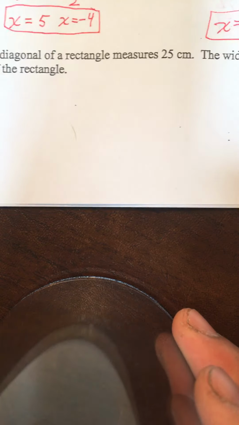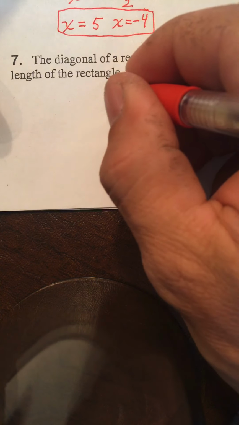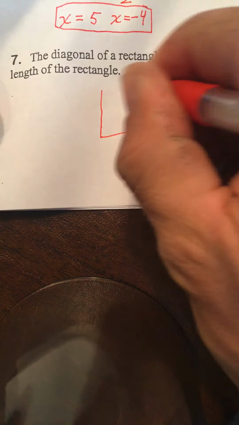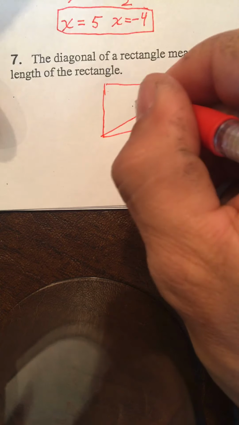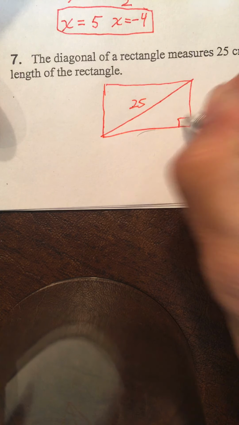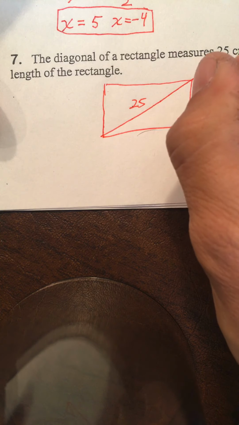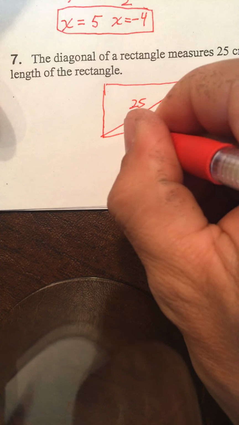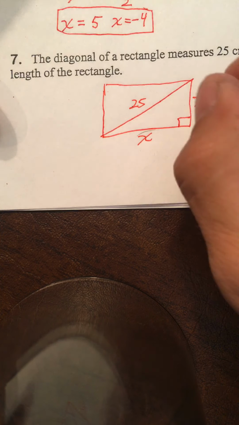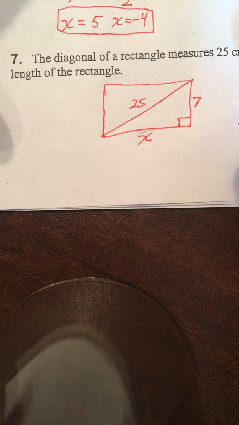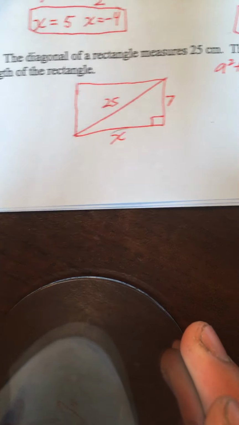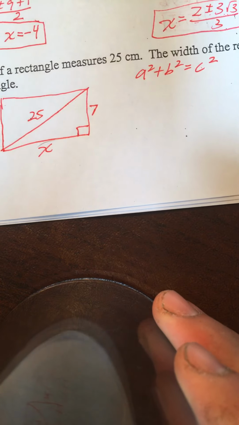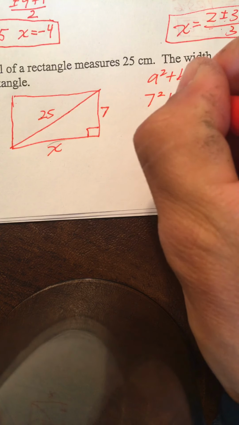Okay? Last problem here. It's talking about a rectangle, and it has a diagonal. Okay? And the diagonal is 25. This makes a right angle. The width is 7, and they want us to find the length. And we've seen the Pythagorean theorem before. It comes up here. It's leg squared plus leg squared equals hypotenuse squared. Okay, this creates a right triangle, so we can use the Pythagorean theorem. So these are our legs.